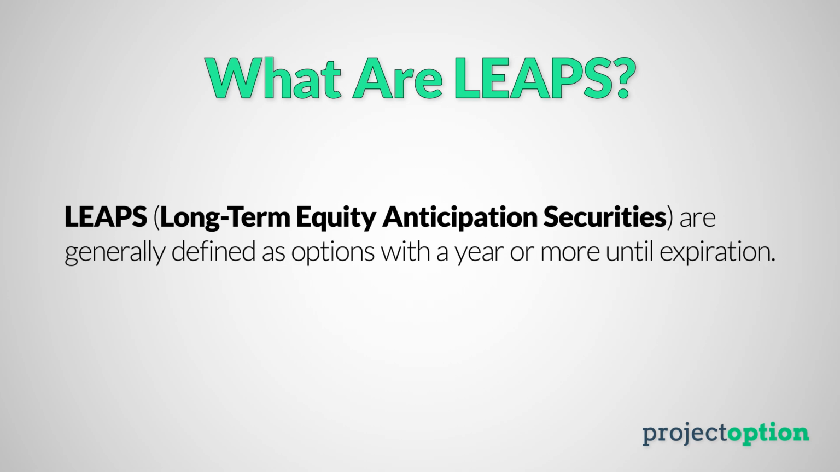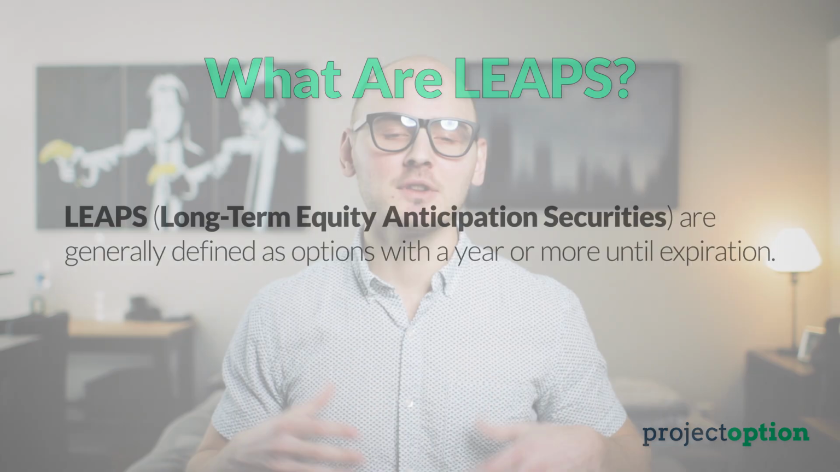To me, LEAPS are options with more than a year to expiration, meaning they have 365 days or longer until they expire. But if you look around on the internet, you might find some different time frame definitions. But at the end of the day, a LEAP option is an option with a lot of time until expiration.